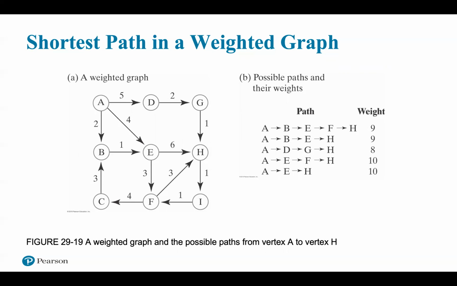Figure 29.19A, as we're showing here, shows a weighted graph obtained by adding weights to the graph in figure 29.15A. The possible paths from vertex A to vertex H are the same as we saw in figure 29.15B. This time, however, we list each path with its weights, that is the sum of the weight of its edges in figure 29.19B.